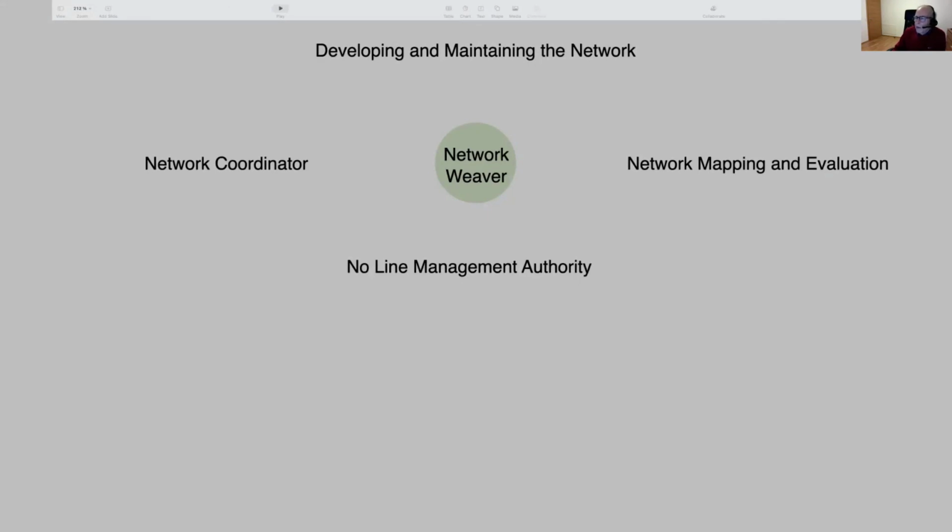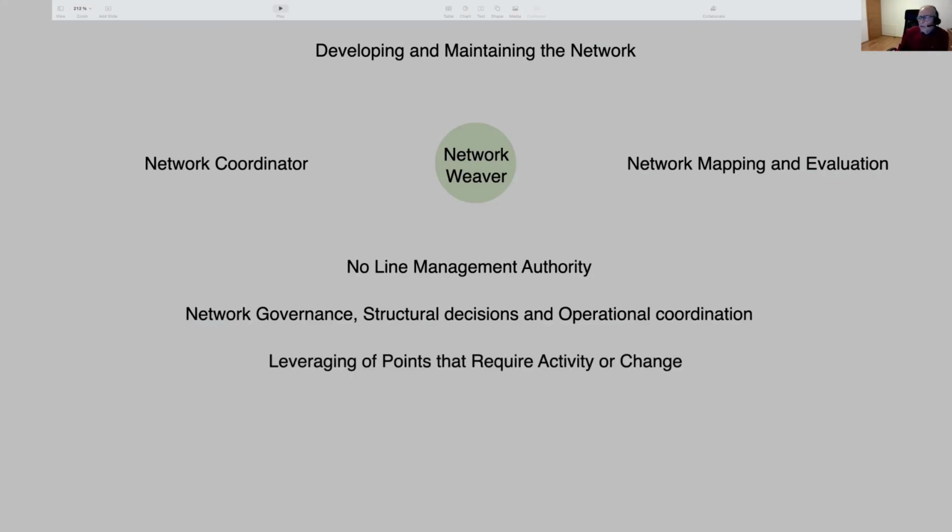A critical part of the process of network mapping and evaluation is to work in alliance with the level 2 purpose alignment team. In doing so, the network weaver will provide feedback in both directions between the purpose alignment team and the organizational network regarding matters such as governance, structure, and coordination. This enables the network weaver to leverage the points in the network that require activity, such as improved coordination or change.